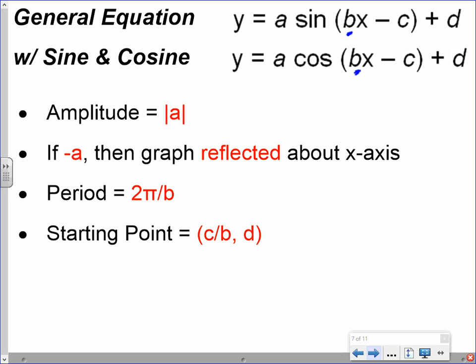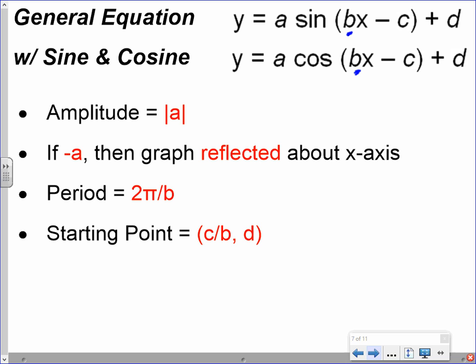Yes? No, it's not a vertex. It is the starting point. I can't reiterate enough: the starting point does not mean that our graph starts there. Our starting point is going to be where we draw the frame to draw in our curve. Now, we're not going to do that until Monday, but I want to give you a heads up.